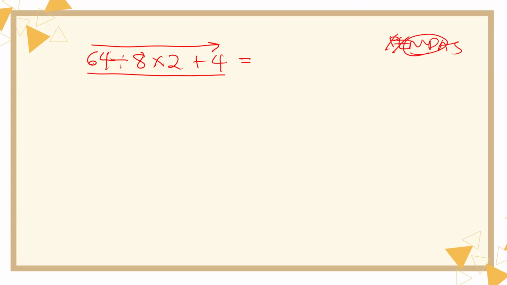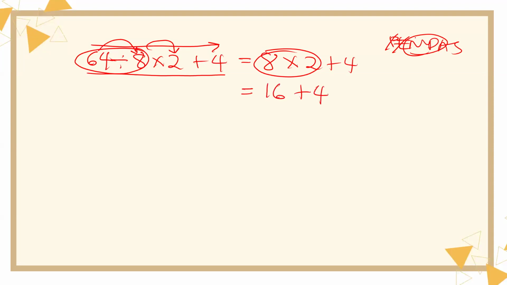Okay, so we need to do 64 divided by 8 first before the quotient is multiplied by 2, right? What's 64 divided by 8? That's 8 times 2 plus 4. Then we do multiplication, 8 times 2. Very good. That's 16 plus 4. So we're done with multiplication and division.